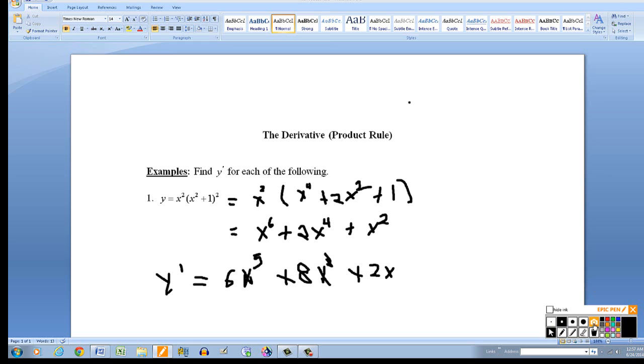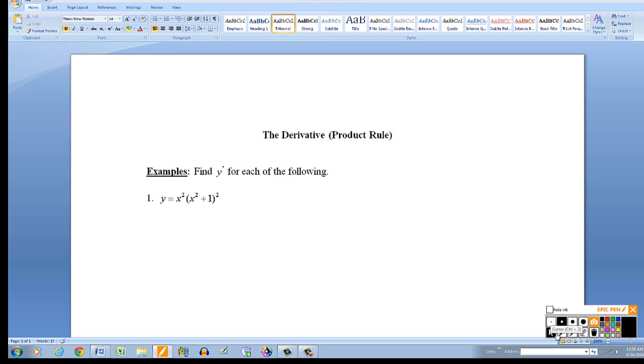In that case, I would definitely use the product rule, which I'm going to illustrate next. Okay, so I'm going to clear this, and then I'm going to say, okay, the derivative of this, y prime again, is going to equal the first function, which in this case is the x squared, times the derivative of the second. The second function then is x squared plus 1 quantity squared. So let me just put this in brackets.